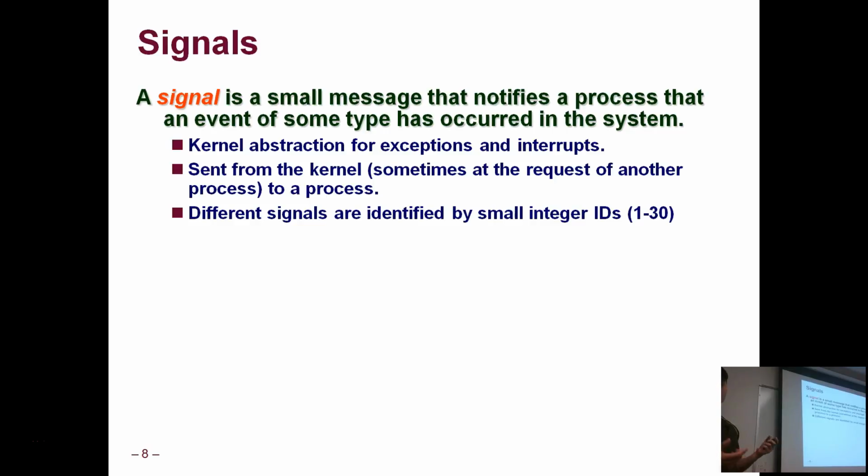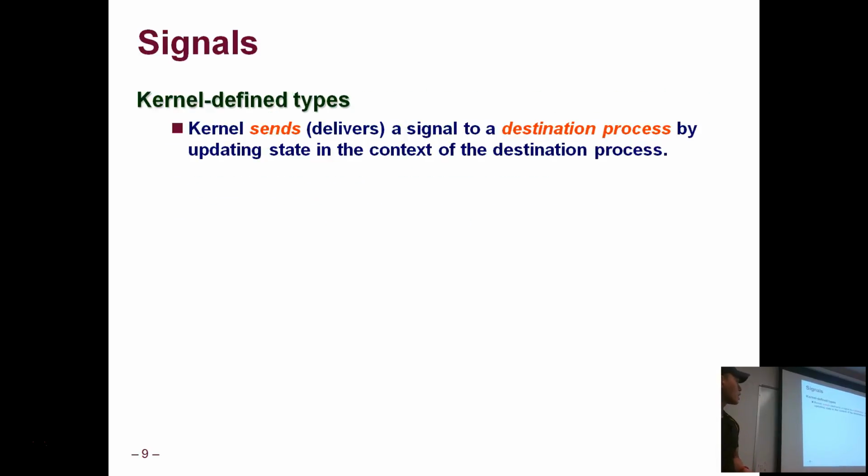And the signal itself is sent from the kernel. It's sent from the kernel either because the kernel has witnessed something that it needs to notify the process about, or because another process on the system wants to send a signal to you. It'll go through the kernel. The signals are identified by small integers from 1 to 30, and these are all defined by the kernel-defined types.